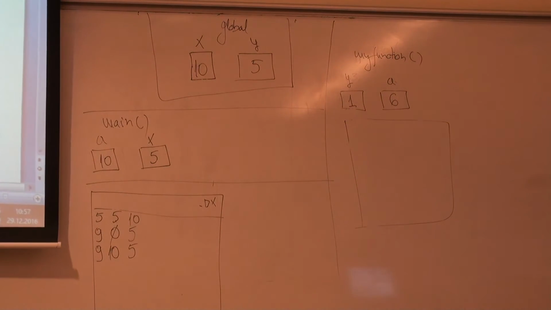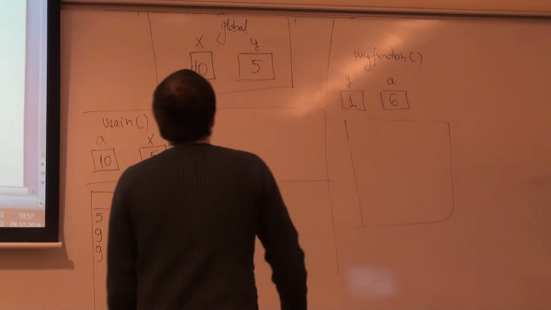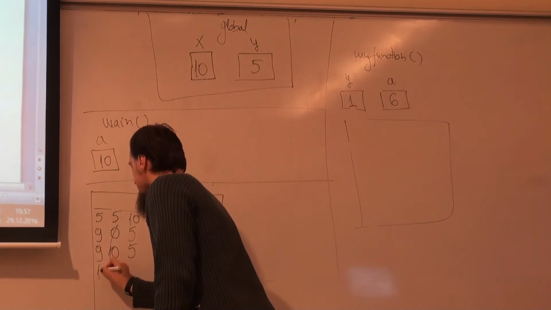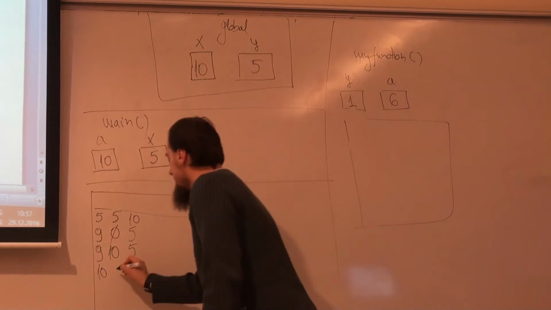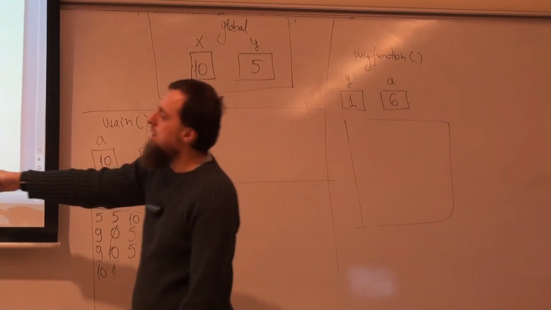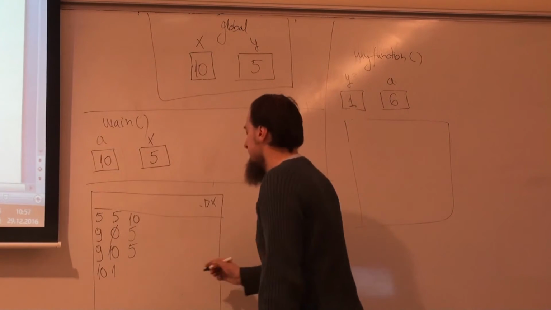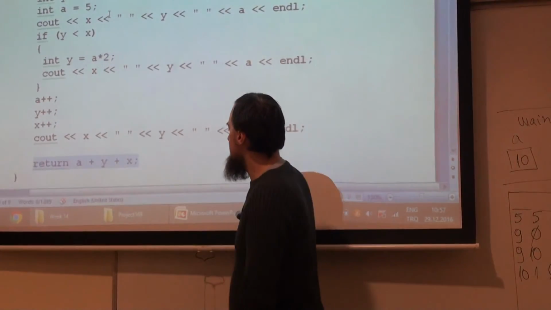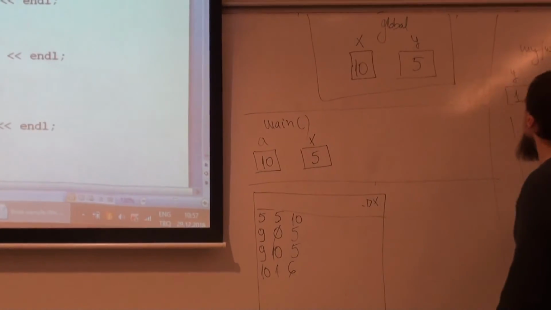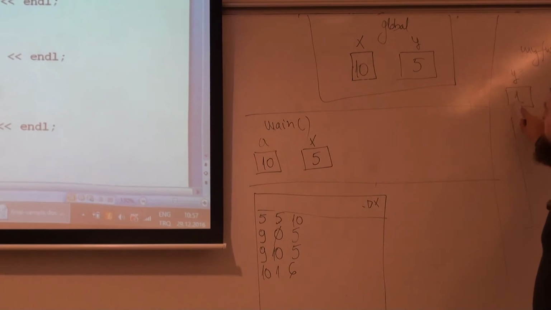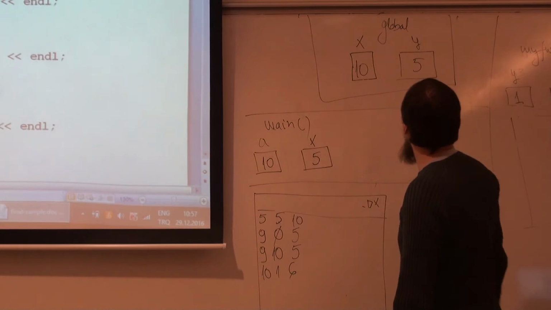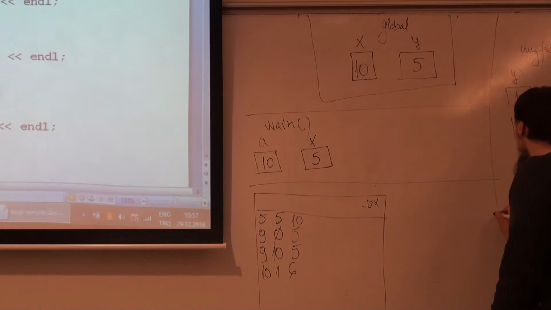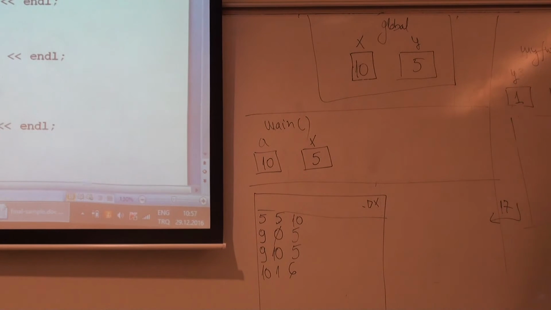And I'm printing x, y, a again. So x is 10, y is 1, and a is 6. And I'm returning a plus y plus x. A is 6, plus y 1, plus x 10, it's 17. So I'm returning 17, and everything associated with the function, my function, is going to be erased. We don't have anything. This is returned.